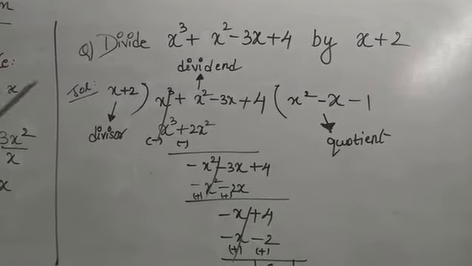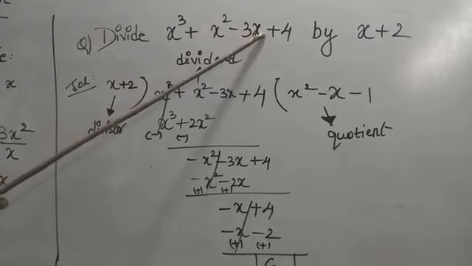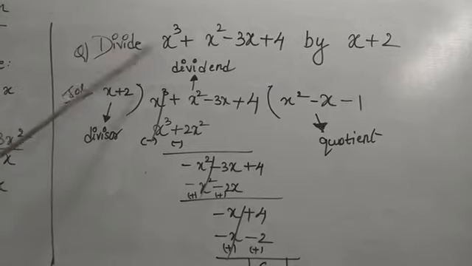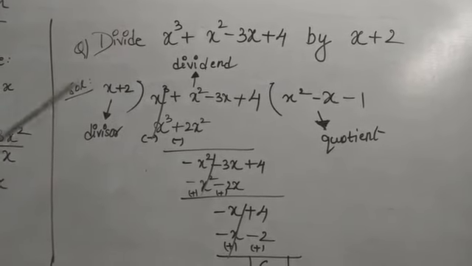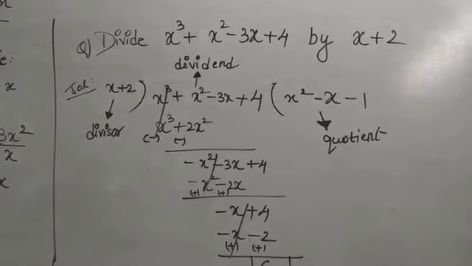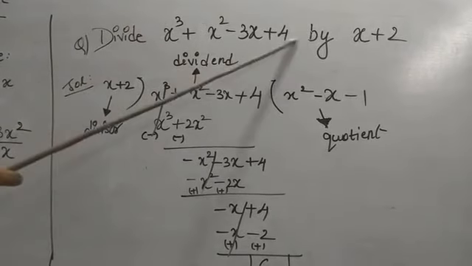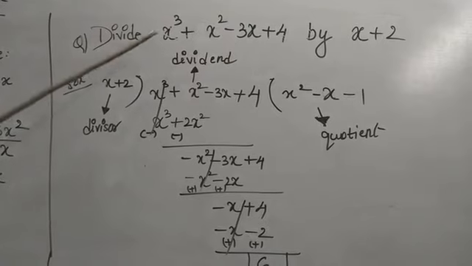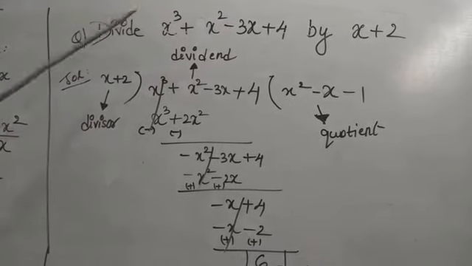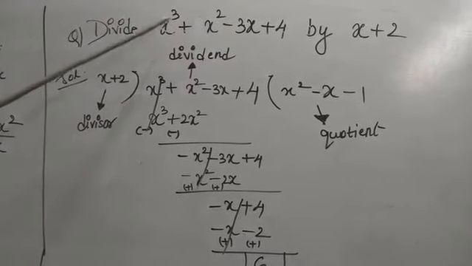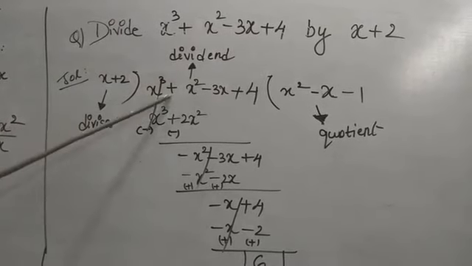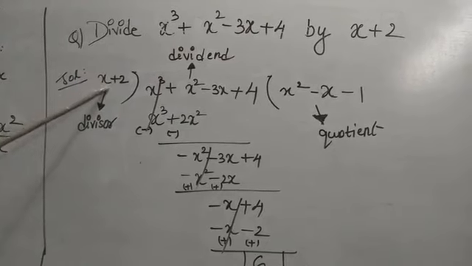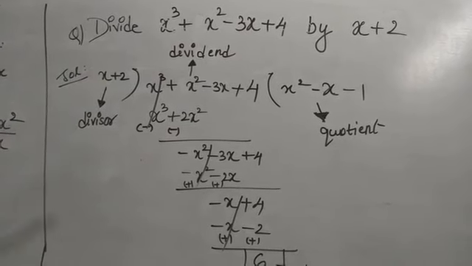Let us divide x cube plus x square minus 3x plus 4 by x plus 2. While performing this division, we need to observe the steps. First of all, what is the polynomial they have given? Sometimes they won't give it in order. You need to arrange the terms in order, then proceed. In this example, all the terms are in order, so no need to change. And we need to divide with the divisor x plus 2.